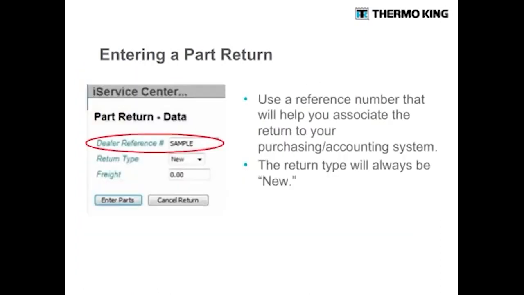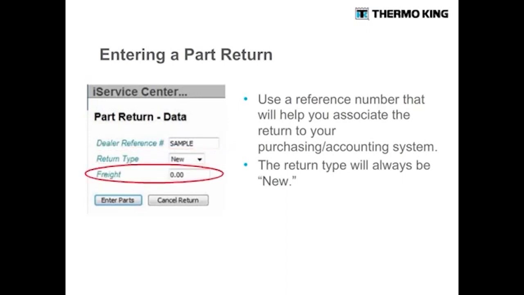To begin, enter a reference number that will help you associate this return with your accounting or purchasing system. The return type should always be New. Freight can only be claimed on a return with prior approval from customer service. Once you've entered a reference number, click the Enter Parts button.